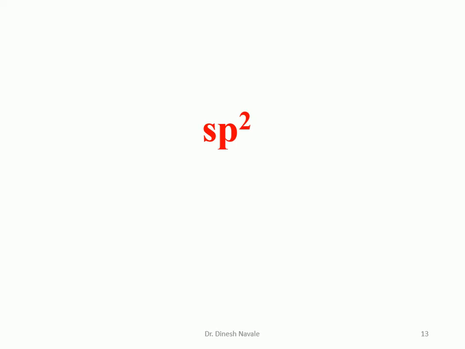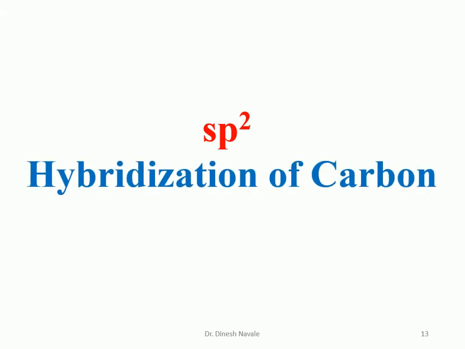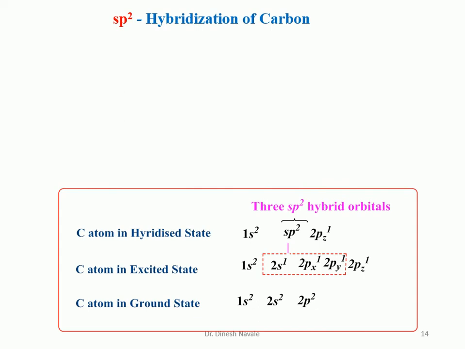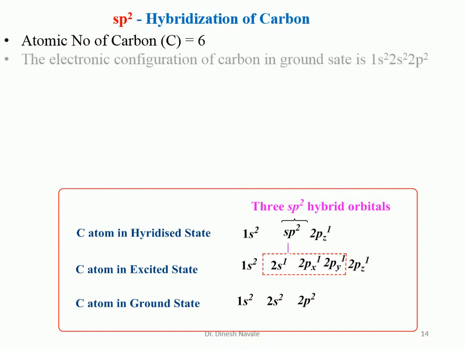So during sp2 hybridization of the carbon atom, we are going to discuss how it is formed. For sp2 hybridization, the carbon atom in the ground state has the general electronic configuration 1s2, 2s2 and 2p2.